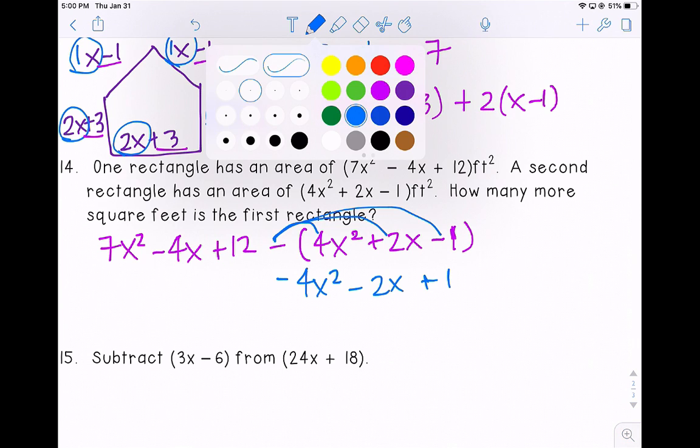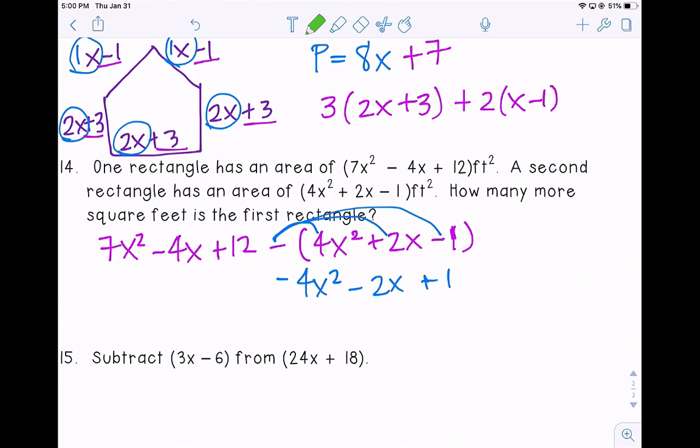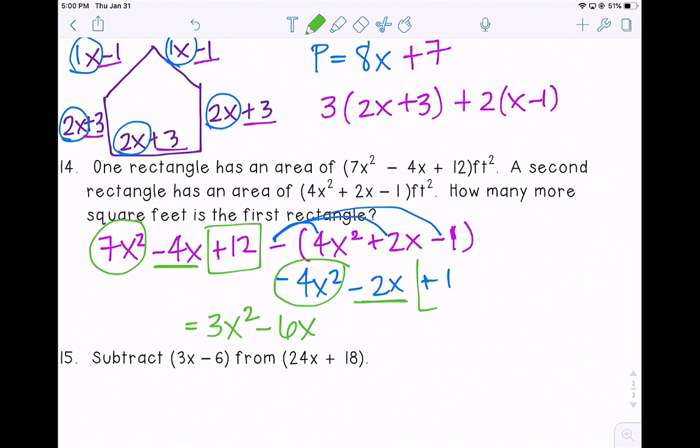So now we're just combining like terms again. So we have 7x squared minus 4x squared. It's going to give us 3x squared. And then we have x terms, so negative 4x minus 2x is negative 6x. And then last pieces, the constants, we have 12 plus 1, which is positive 13. So the first rectangle is this much larger. The area is this much larger than the second one. And we would add feet squared on that, just for our units.